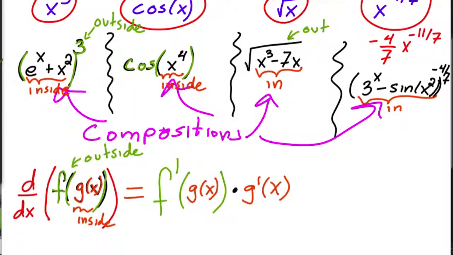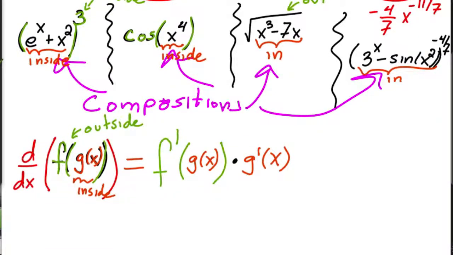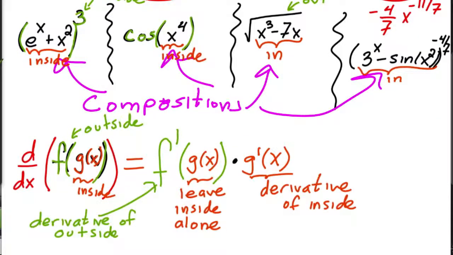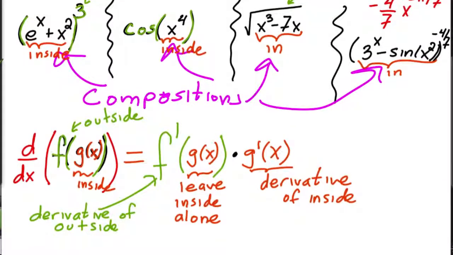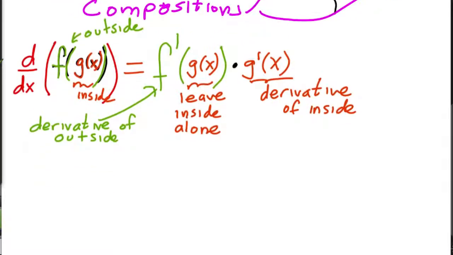Okay, so let's put that in words. We have the derivative of the outside, leaving the inside alone, times the derivative of the inside. Okay, so let's actually apply it for the derivative of that first guy right there. So I'll rewrite it down here.